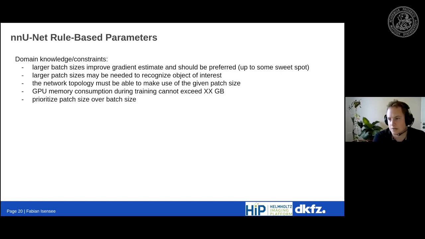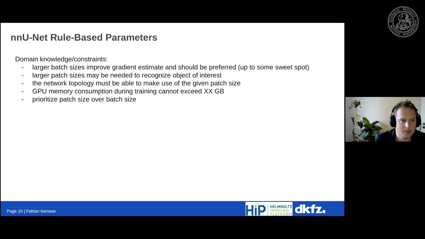So we know that in general, we like larger batch sizes because it gives us a better gradient estimate and therefore should improve convergence up to some sweet spot, which we typically don't reach in our domain due to GPU memory constraints. But at the same time, we also know that we want a larger patch size because larger patch sizes allow the network to capture more contextual information, which in turn is important for it to be able to make decisions. So imagine you're standing like 5 centimeters in front of a wall. You wouldn't be able to say, hey, this is a house, this is a gym, this is just a wall, because you're just too close to it. And it's the same with networks. They need to see enough context to make a decision.